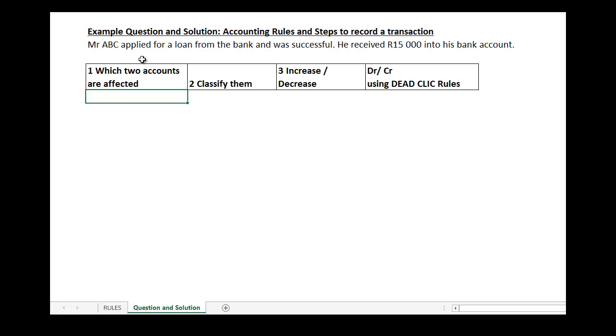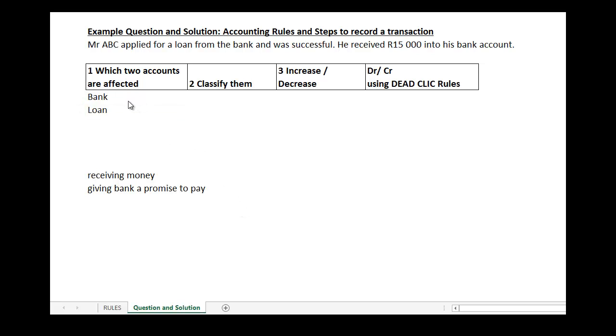A transaction is an exchange of value. So Mr. ABC is receiving money, right? That's what's happening. He's receiving money and he's giving the bank a promise to pay. So those are the two things that are happening. That's the exchange of value that is taking place here. So the accounts affected are going to be bank, and the other account is going to be loan, which we owe to the bank.